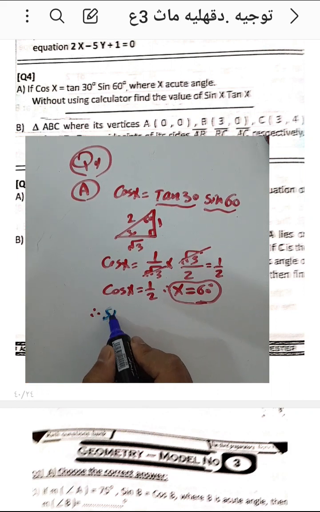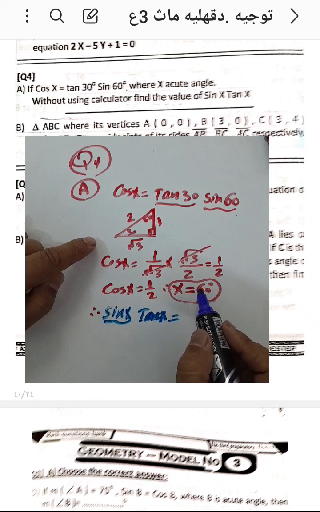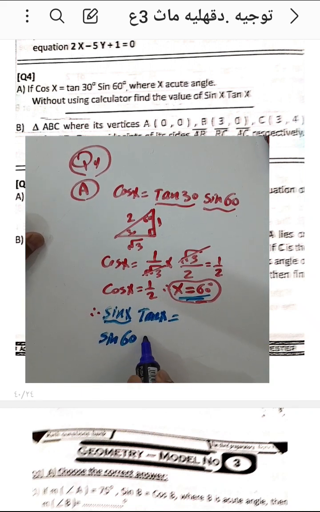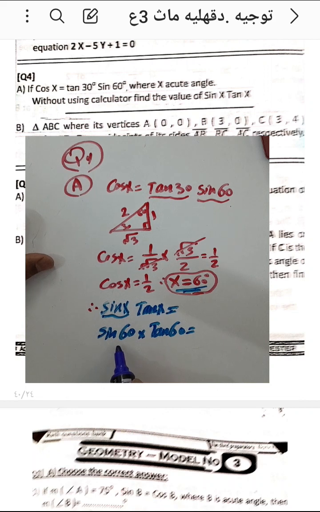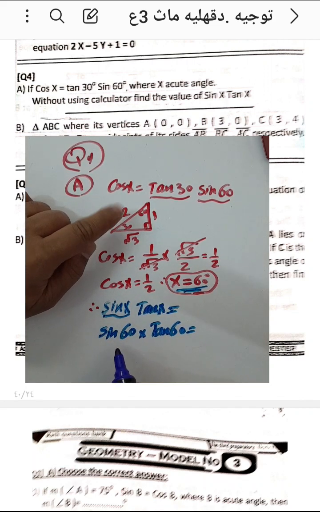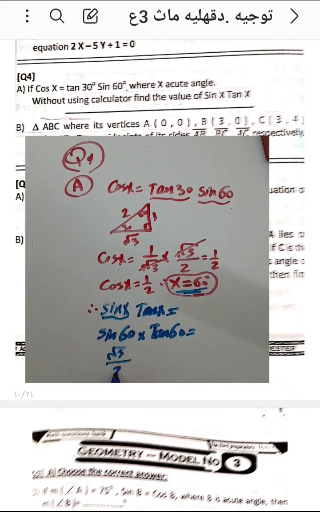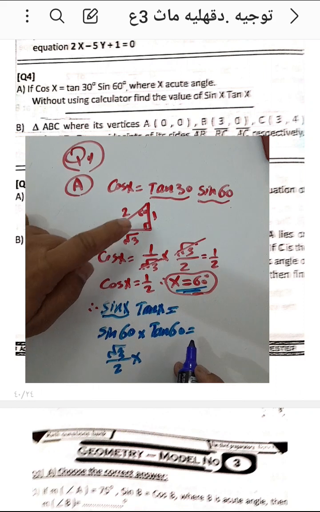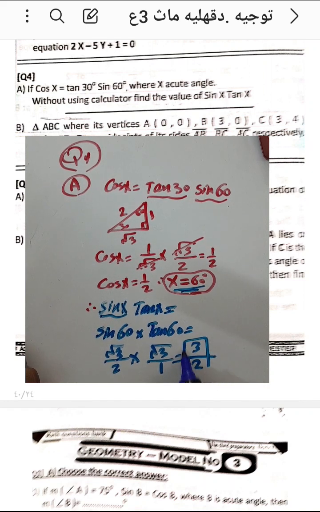Then we can find sine x tan x. Sine x, where x is 60, will be sine 60, multiplied by tan 60. Sine 60 will be opposite over what? Over 2. I write it here because we found x. Right, root 3 over 2 times tan 60, 60 opposite over adjacent, root 3 over 1. The product between them will be 3 over 2. Okay.